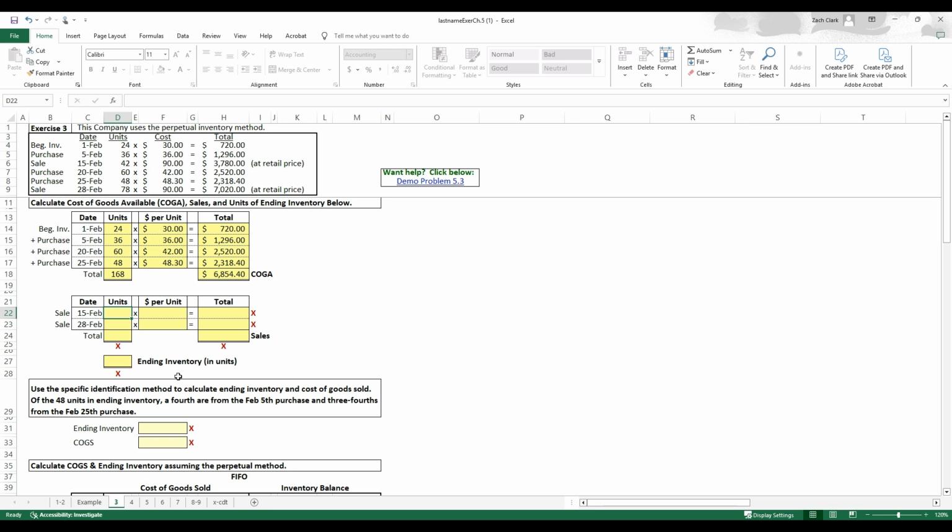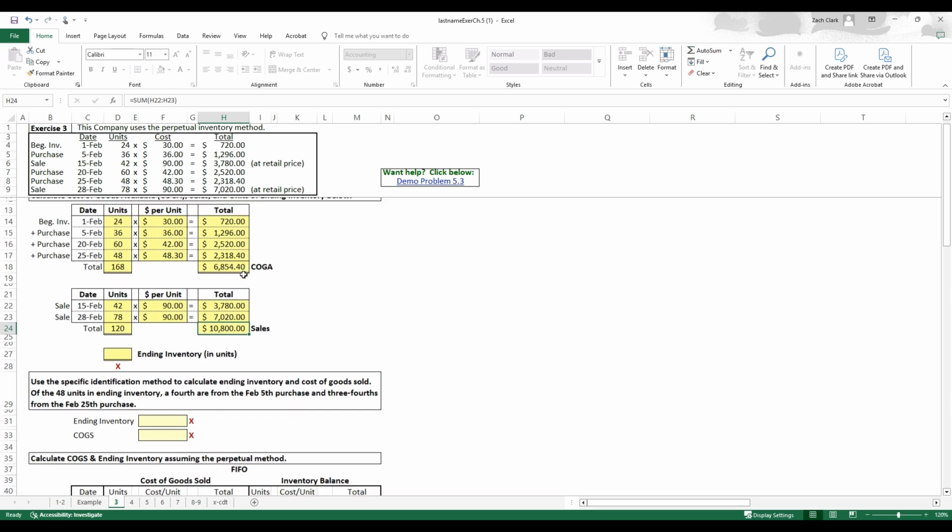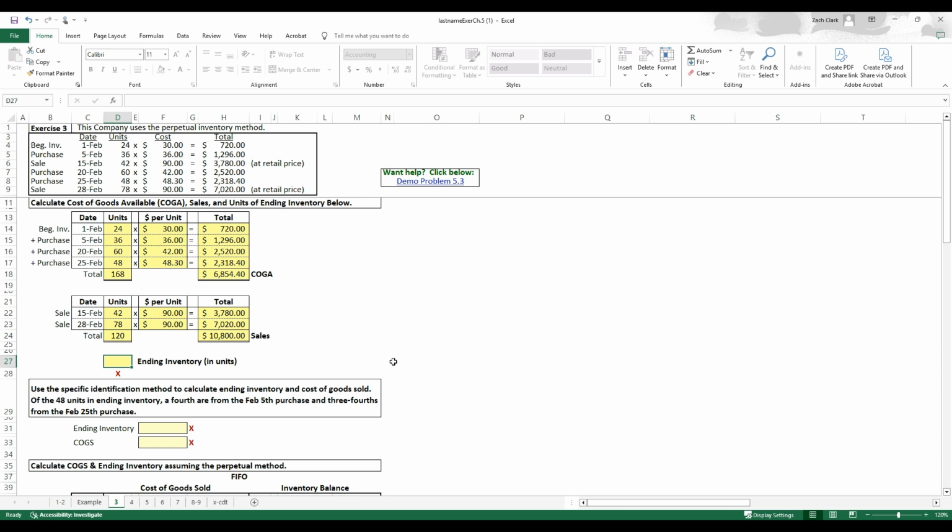Okay, and then the sales, we had two sale instances here. We sold 42 units at $90 per unit, and then we sold 78 units at the same sales price, 120 total. The total revenue from these sales would be $10,080.